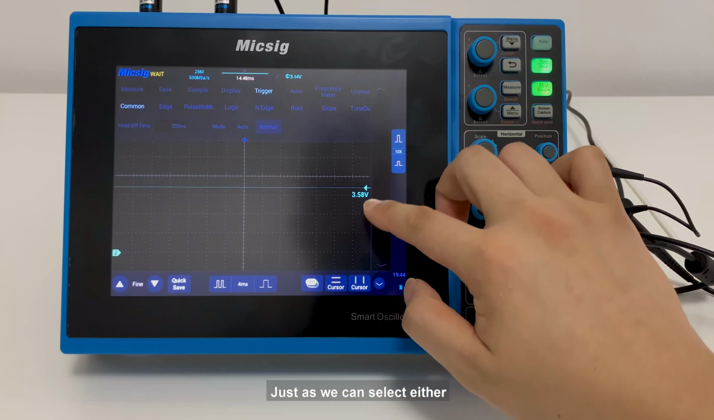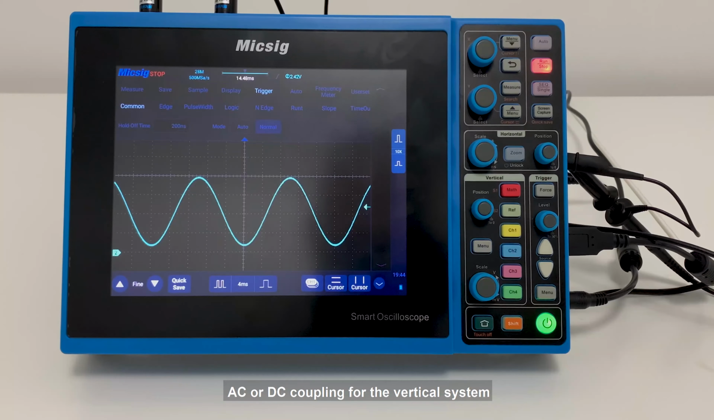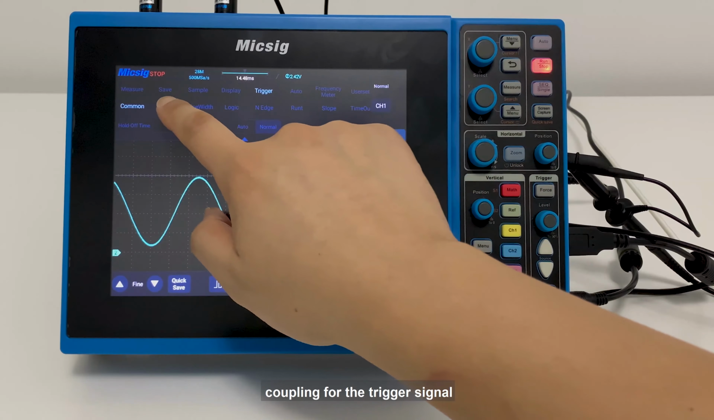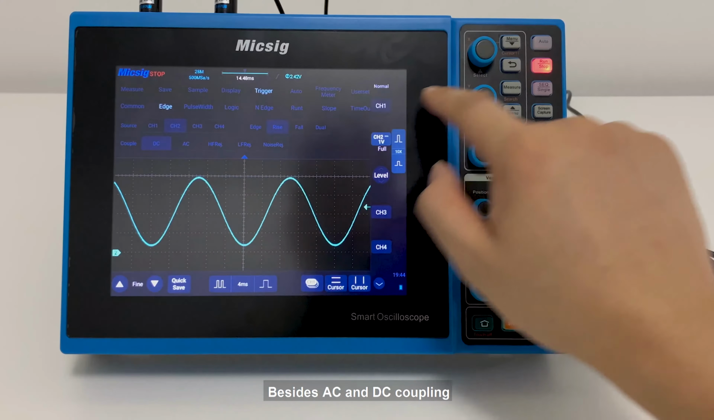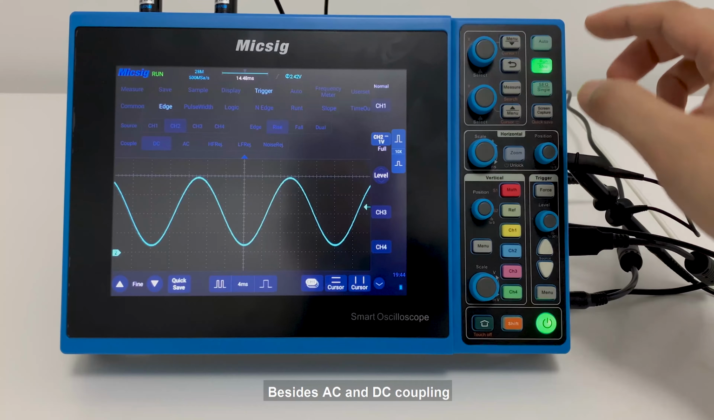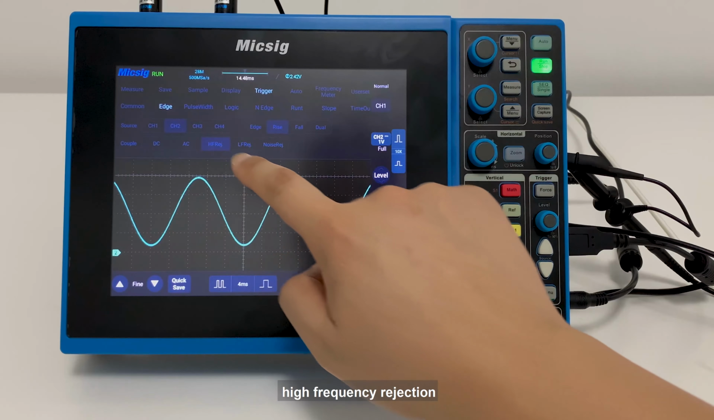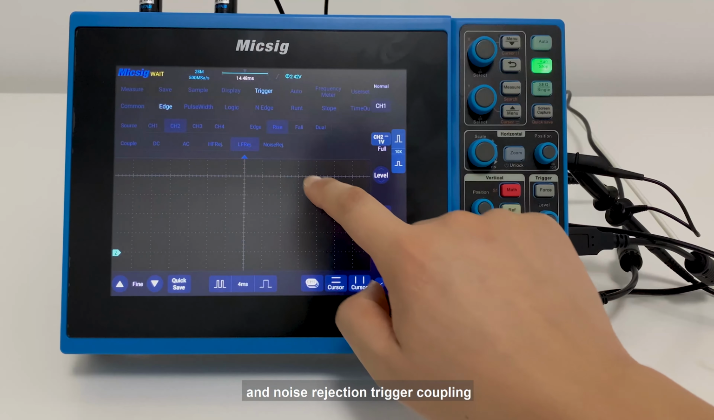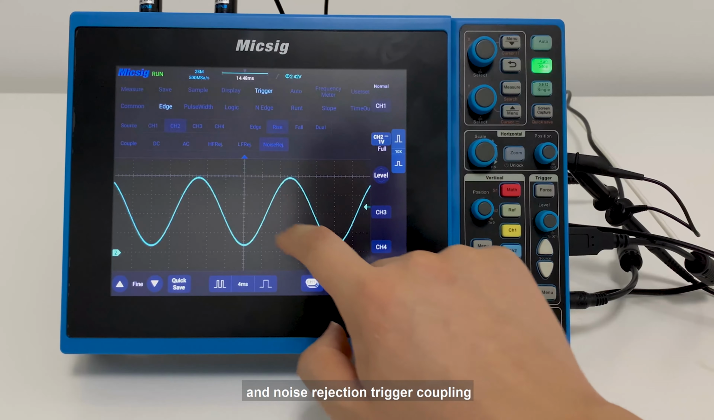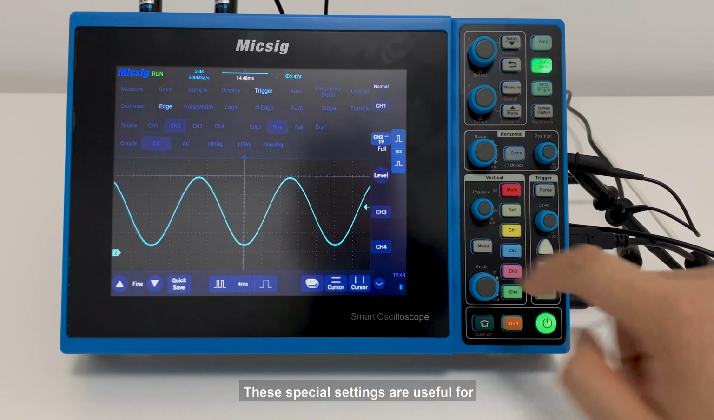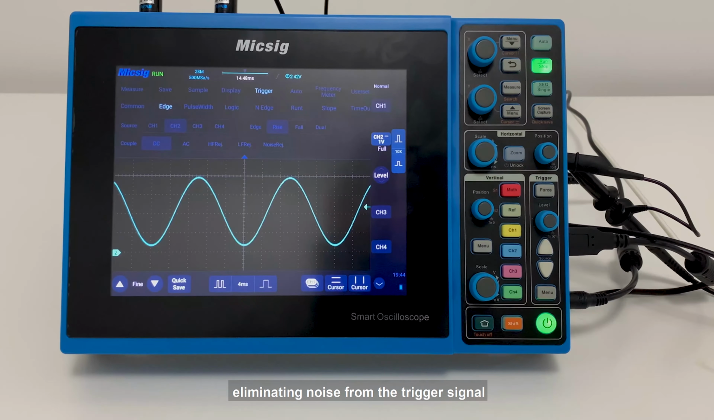Just as we can select either AC or DC coupling for the vertical system, we can choose the kind of coupling for the trigger signal. Besides AC and DC coupling, our oscilloscope also has high-frequency rejection, low-frequency rejection, and noise rejection trigger coupling. These special settings are useful for eliminating noise from the trigger signal to prevent false triggering.